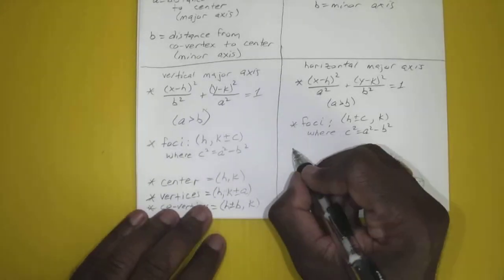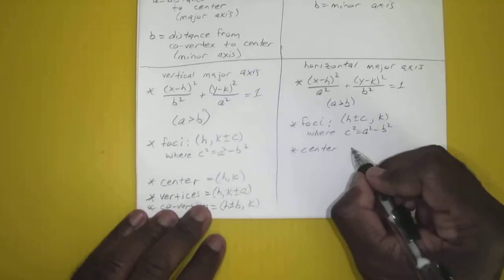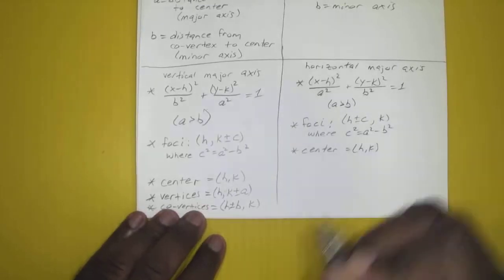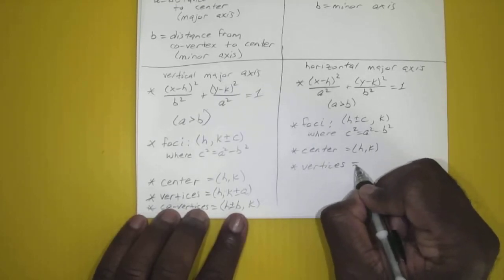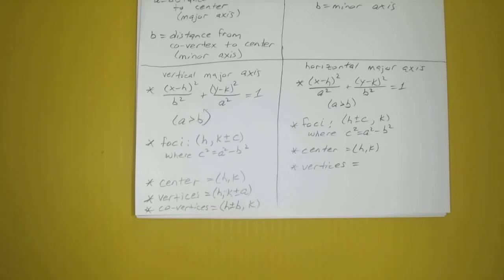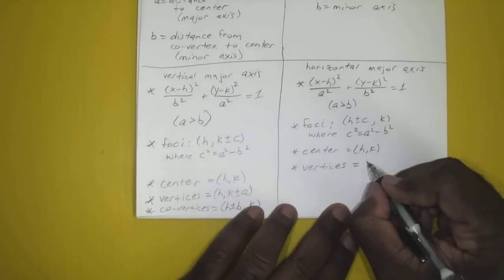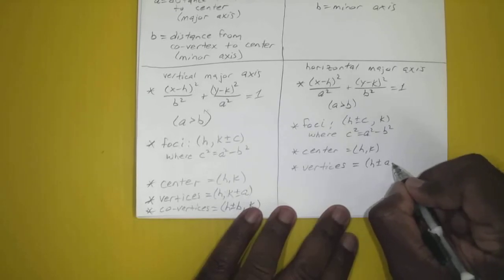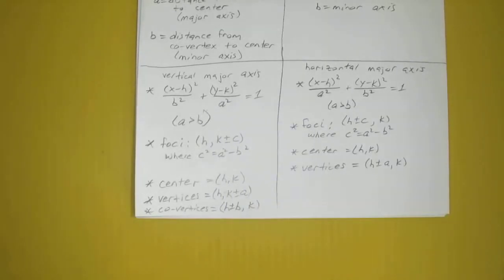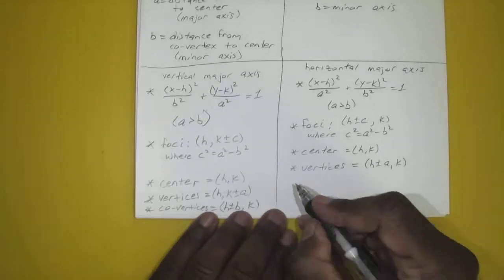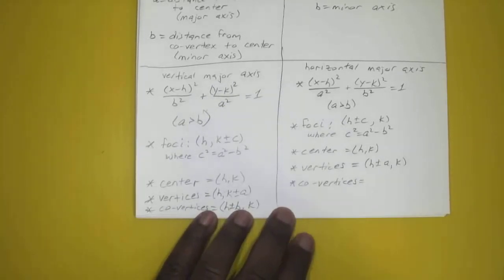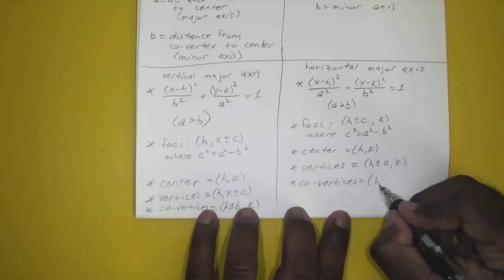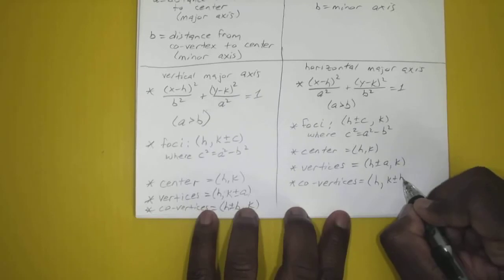Okay, and the center is the same thing. That doesn't change. You don't have to write it again if you don't want to. Our center is just HK. Now your vertices, that's a number of units from the center, and you're going from left to right. Okay, that's going to be H plus or minus A, K. Okay, now your co-vertices on this one goes up and down. Okay, so that's H, K plus or minus B.